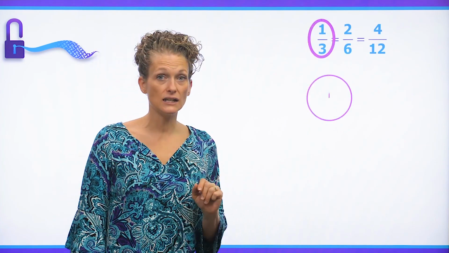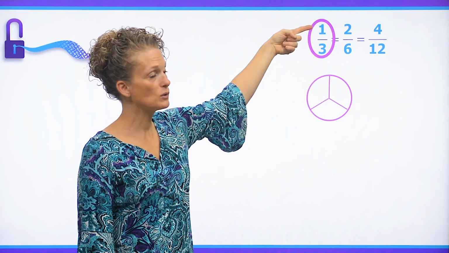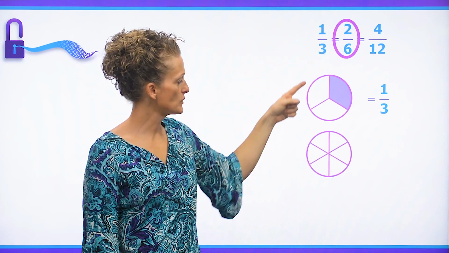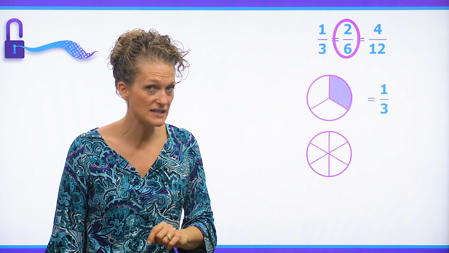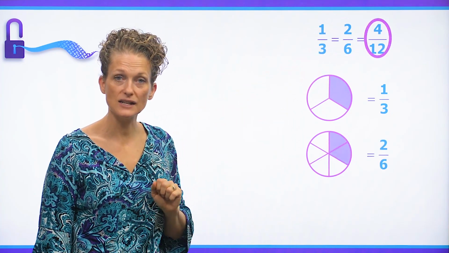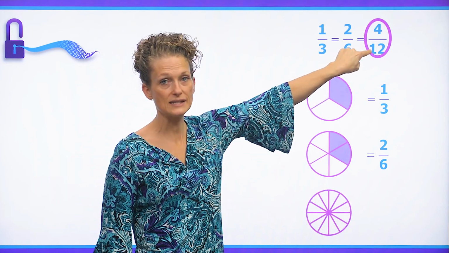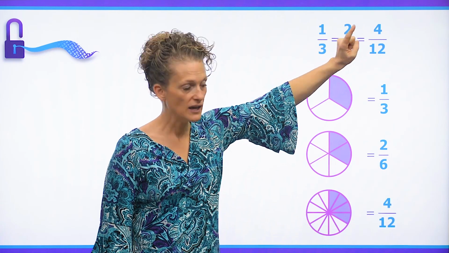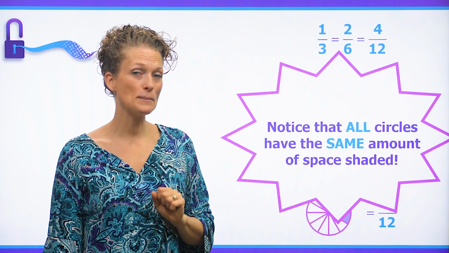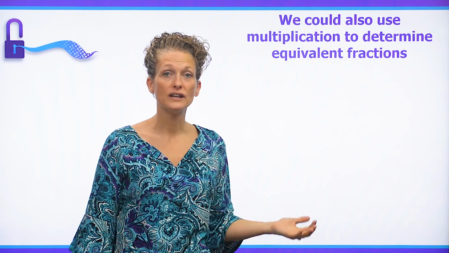So again, let's look at it using a circle. We will take the circle, divide it into 3 equal pieces, and we will shade 1 piece. That's 1/3. Then we will take this 2/6. We're going to take our circle, divide it into 6 equal pieces, which is represented by the 6, and we will shade 2 of those pieces. That is 2/6. Finally, we take the last circle, we will divide it into 12 equal pieces, and we will shade 4 of them. And that is 4/12. Notice that all of the circles have the same amount of space that is shaded. And that is because they are all equivalent fractions.